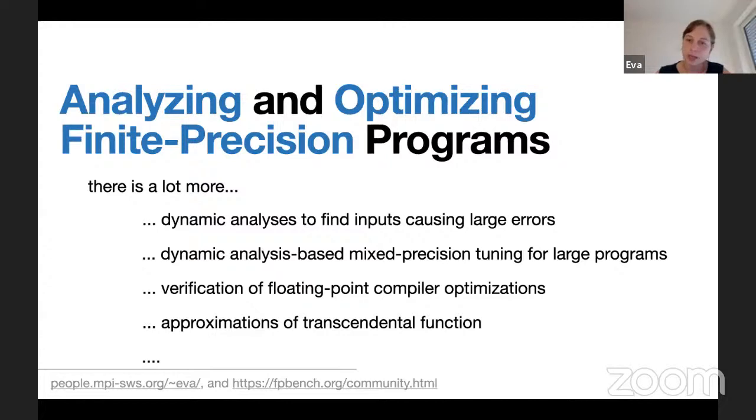Similarly, you can use a dynamic analysis-based mixed precision tuning that will scale to larger programs than our static analysis can. There is work that verifies floating point compiler optimizations. So GCC, Clang, and now also some verified compilers, they do optimize floating points, and you also want to make sure that those optimizations are correct. And some very recent work has also looked at not just optimizing arithmetic operations, but also transcendental functions. So for instance, sine and cosine, so that you get a little bit more choice in your precision, not just single and double floating point arithmetic.